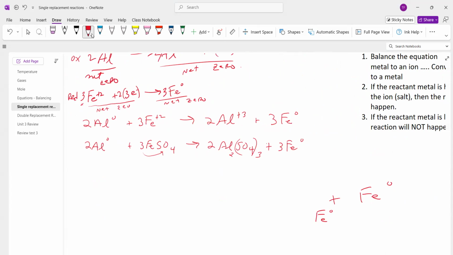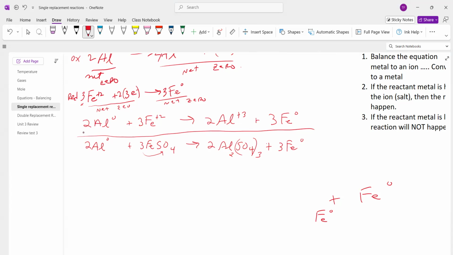Okay, so here we have the simplified reaction. 2 aluminums, 3 irons, 2 aluminums, 3 irons. What changes is the oxidation state. The charge changes. That's it. 0 to plus 3.